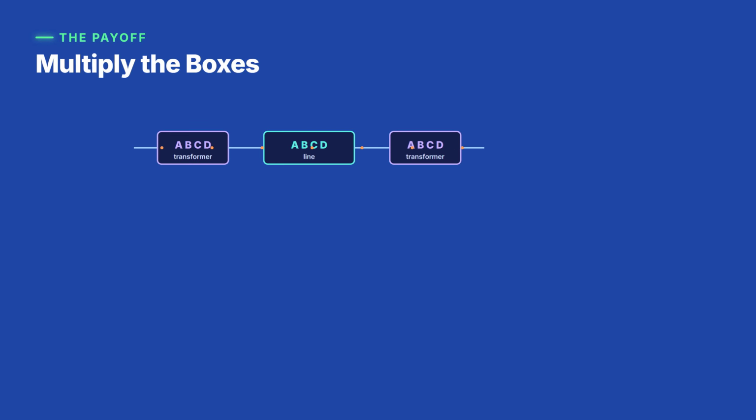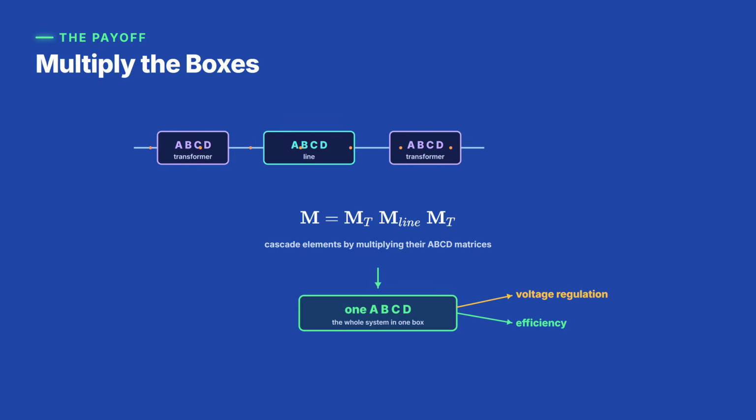There is one more gift in the ABCD form. Real systems are not one line. They are a transformer, then a line, then another transformer in a chain. With black boxes, chaining them is effortless. Each element has its own ABCD matrix. To combine them, we simply multiply the matrices together. The whole chain collapses into one equivalent box with one set of 4 constants, and from those, 2 numbers fall out that operators live by: the voltage regulation we just met, and the efficiency, the fraction of the power we sent that actually arrives. A 500-kilometer line reduced to 4 numbers and 2 answers.